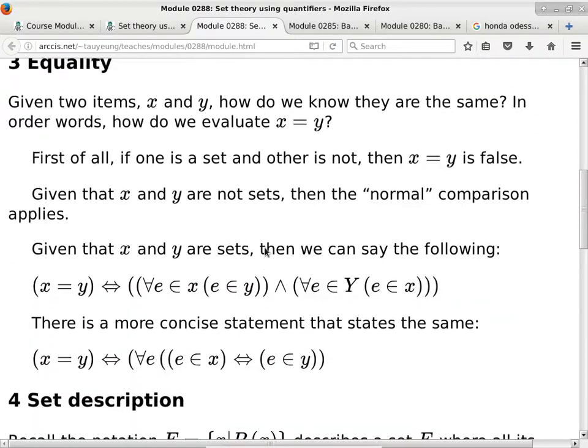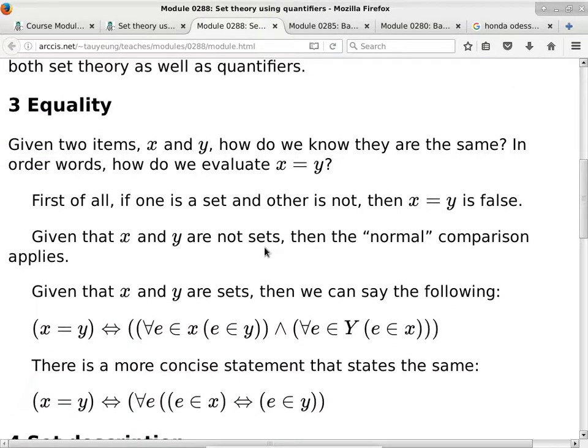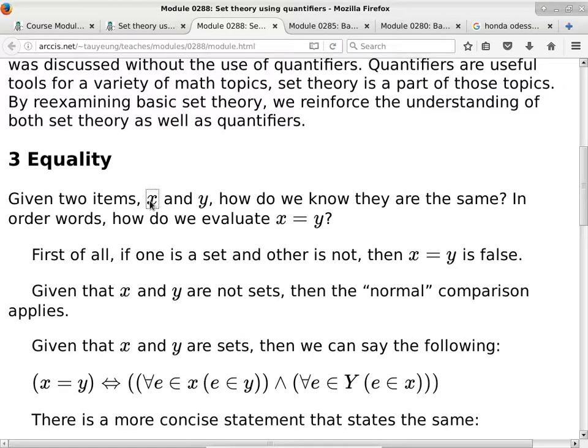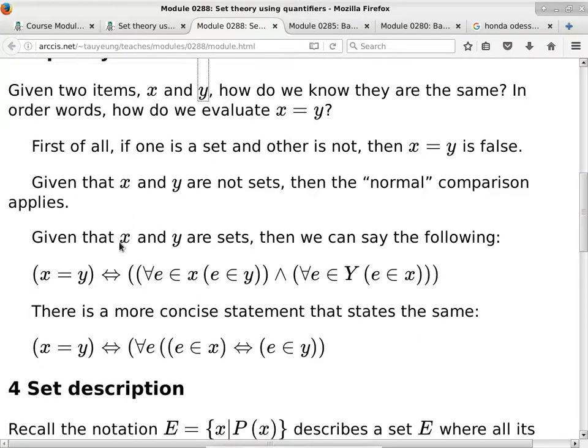So we're revisiting all of the things that we have talked about before, but this time we use the quantifiers. So given two things, x and y, how do we know they are the same or not? The first thing is, if they're numbers, we can easily compare, so we don't have to deal with those. So given x and y are sets themselves, then we can say the following.